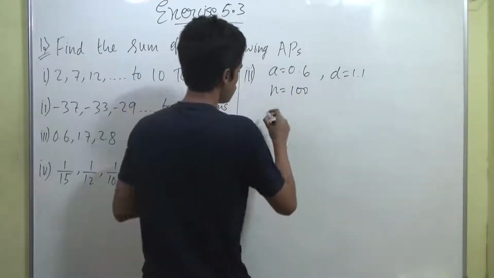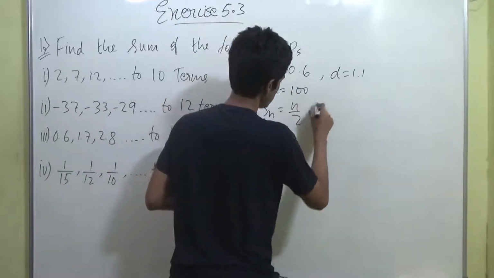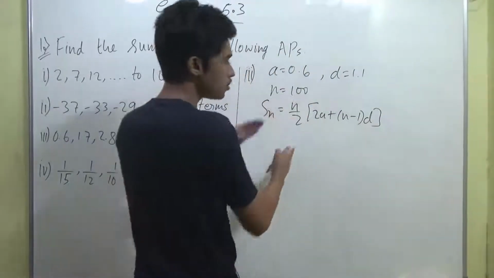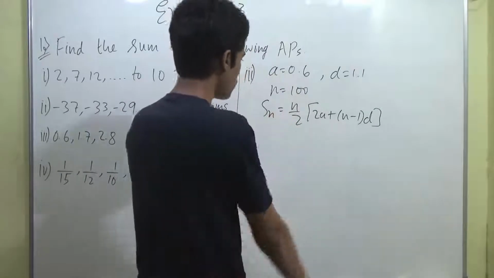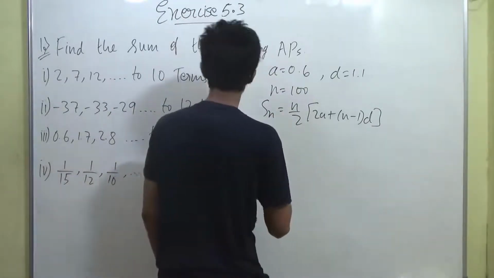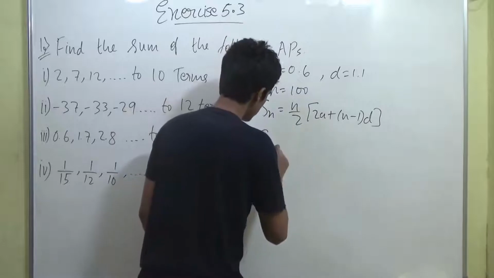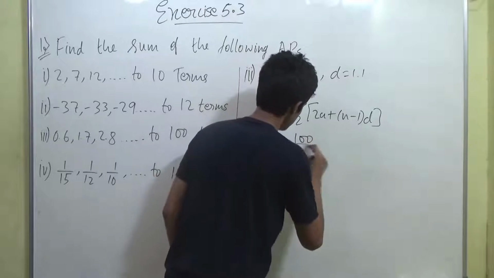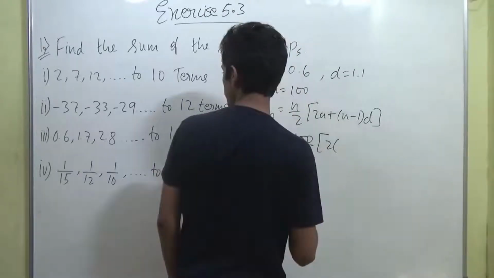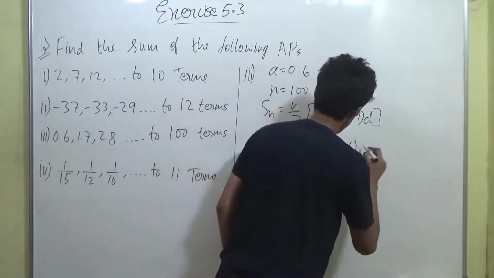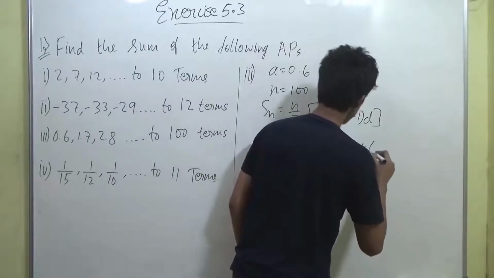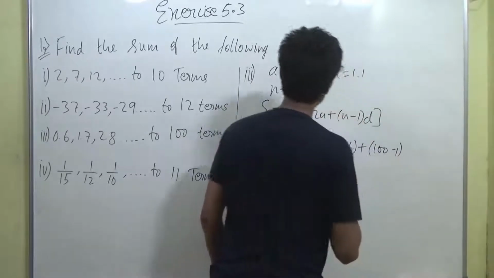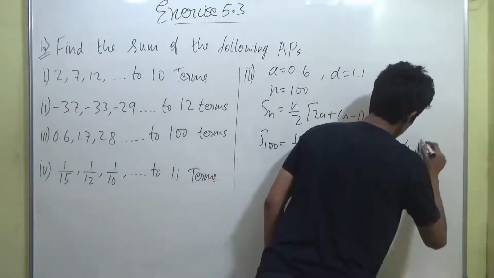Now we'll just apply the formula guys. S of n equal to n by 2 (2a plus (n minus 1) into d). Apply this formula, put the values of a, d and n into the formula. You will get the value of S of n, that is S of 100, right? So S of 100 equal to n by 2, that is 100 by 2 into (2 into a. What is a? 0.6, plus n minus 1. n is 100, so it is 100 minus 1 into d. d is 1.1). Done guys.